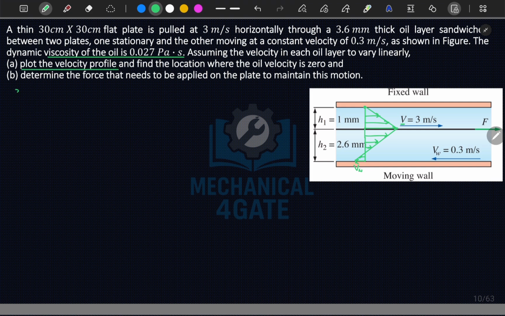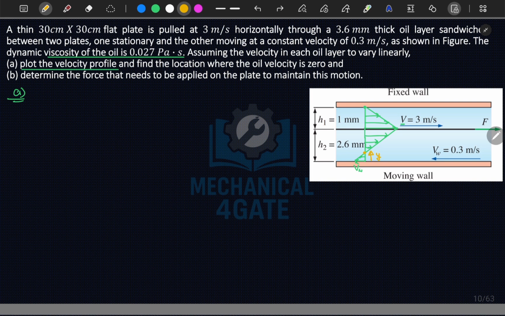And find the location where the oil velocity is 0. So at this point your oil velocity is 0. Let's say this is at a distance y from the bottom plate, the moving wall. So how can we calculate y? Using similar triangles, between this triangle and this triangle, we will apply the similar triangle principle.